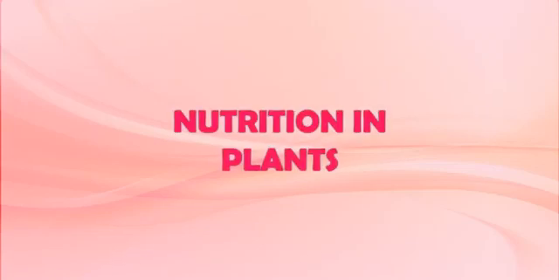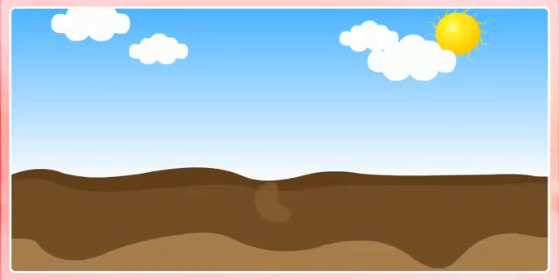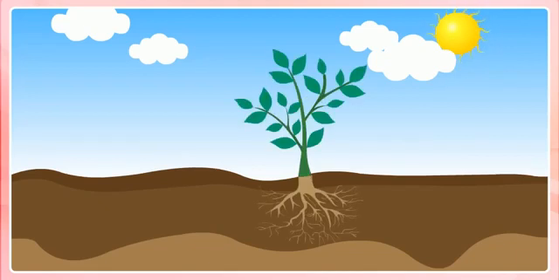Nutrition in plants. All the living organisms require food. The organisms need to take food to obtain energy, to obtain material for growth, and to obtain materials for the repairs of damaged parts of body.